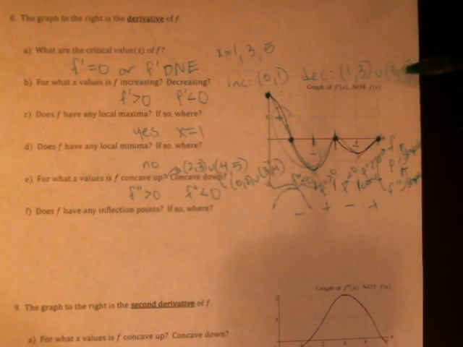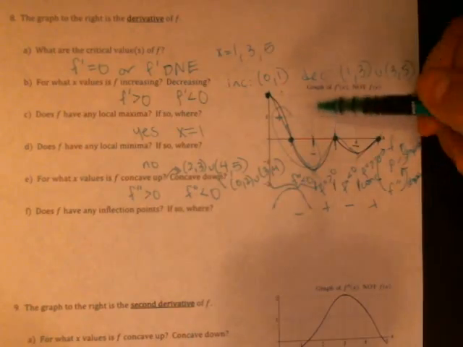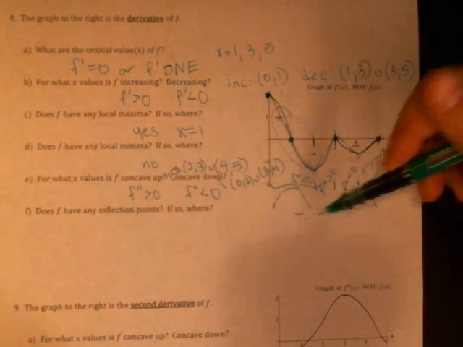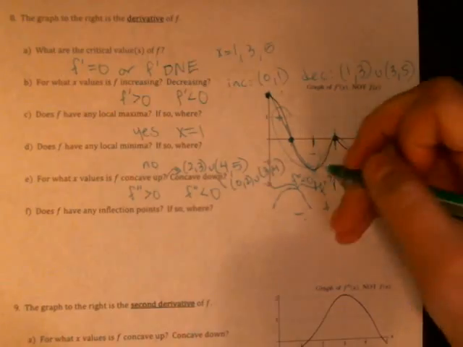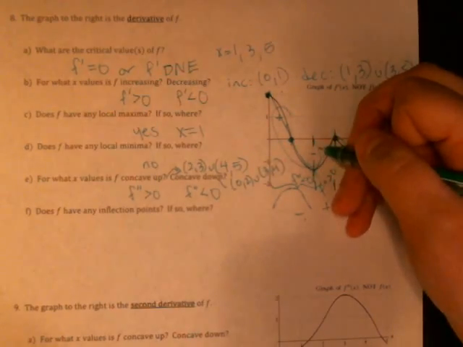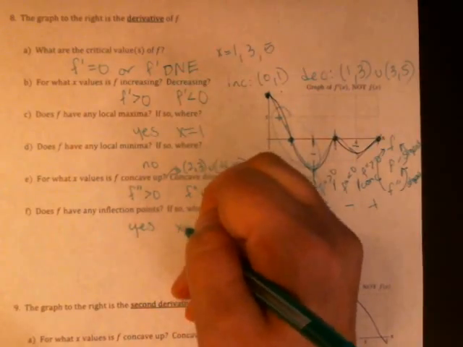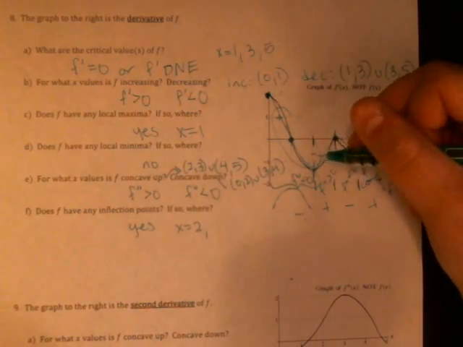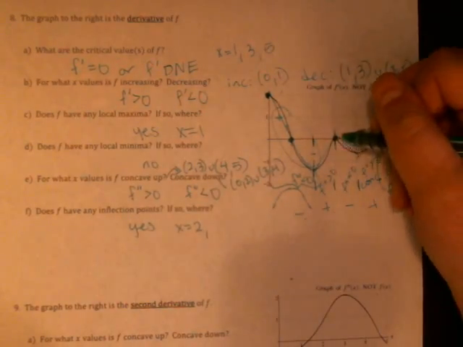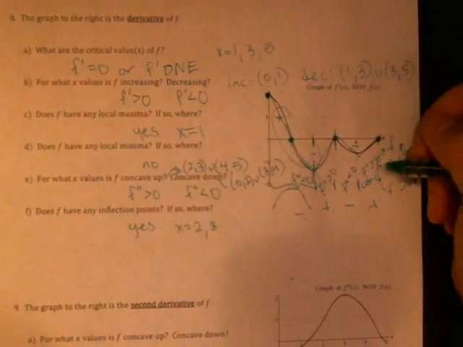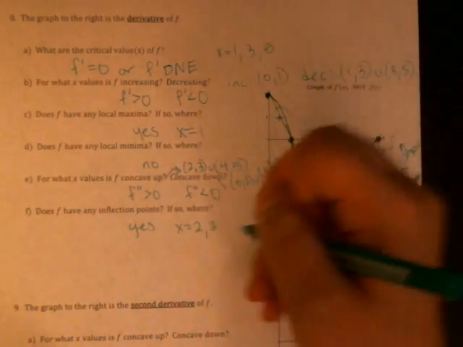Okay, last one. Does it have any inflection points? Absolutely. It has more than one. We switched from concave down to up to down to up. So right here at, what is that, x equals 2? Yes, x equals 2. And then again at x equals 3. And then again at x equals 4.